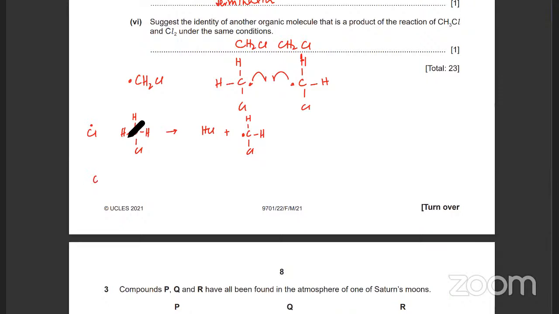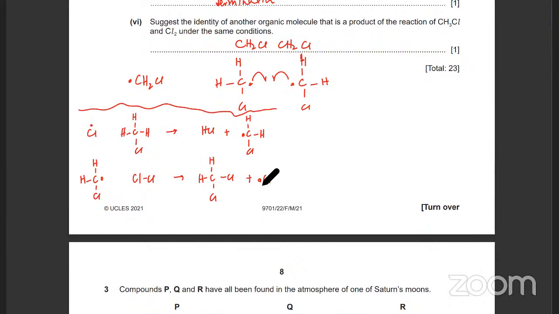Then this radical, the C with two H's and one Cl, attacks a chlorine molecule. So there's a Cl2 molecule and it steals one of the Cl atoms and bonds with it. So what do you get? You get CH2 with two Cls now and another Cl radical is produced. Is this clear so far? Yes, sir. Actually, now the propagation step will not end.